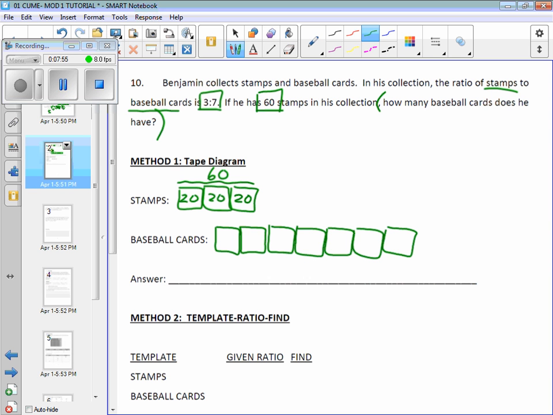What's neat about that is once you find the value of the box for each box of stamps, the same will hold true for every single box that's remaining for baseball cards. It's like the key that unlocks the problem once you find what those boxes are worth. Now all we got to do is count up all of our baseball card amounts, and that's going to give us our answer. Well, yeah, I could go 20 plus 20 plus 20 plus 20, or I know there's 7 boxes here, so it's 20 times 7. And that's going to give me my answer. He has 140 baseball cards.